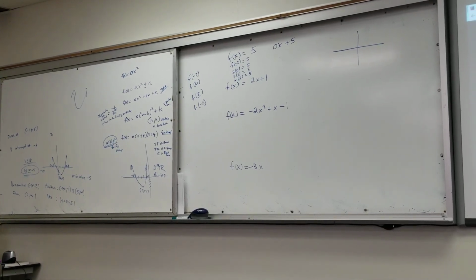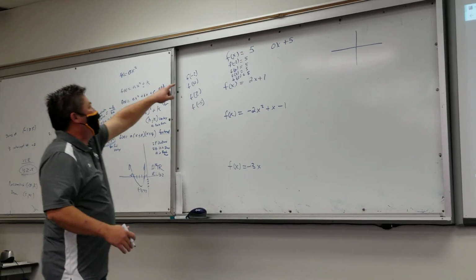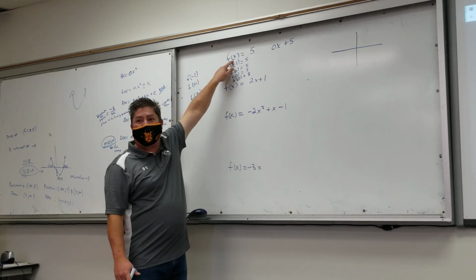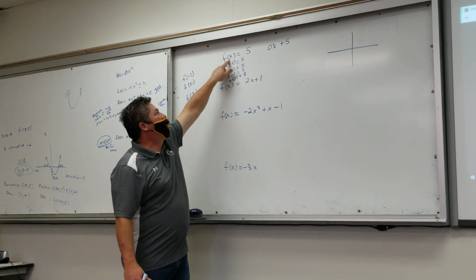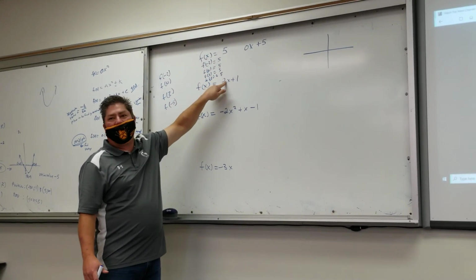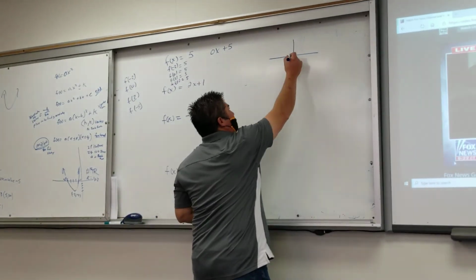5 is going this way, where y, by the way, some people say this is the y value, which is true. I'm finding the y value. The y value is constantly what? 5. So exactly what Gannon said.